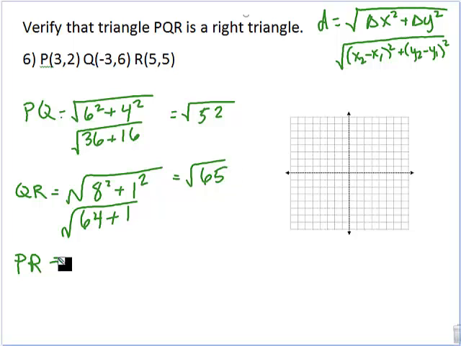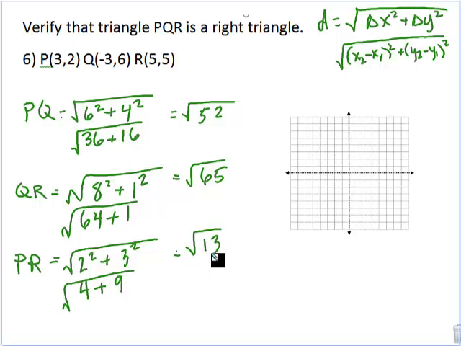Okay, now P to R. So from P to R, we're going 3 to 5. How much does that change? 2. And then 2 to 5 is 3, yep. So 2 squared is 4. 3 squared is 9. So 4 and 9 gives you 13. Okay, which of those is the longest?